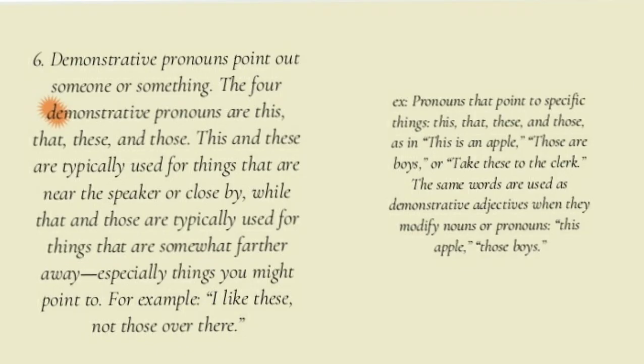Here is the sixth, demonstrative pronouns. Demonstrative pronouns point out someone or something. Therefore, demonstrative pronouns are this, that, these, and those. This and these are typically used for things that are near the speaker or close by, while that and those are typically used for things that are somewhat further away, especially things you might point to. For example, I like this, not those over there.